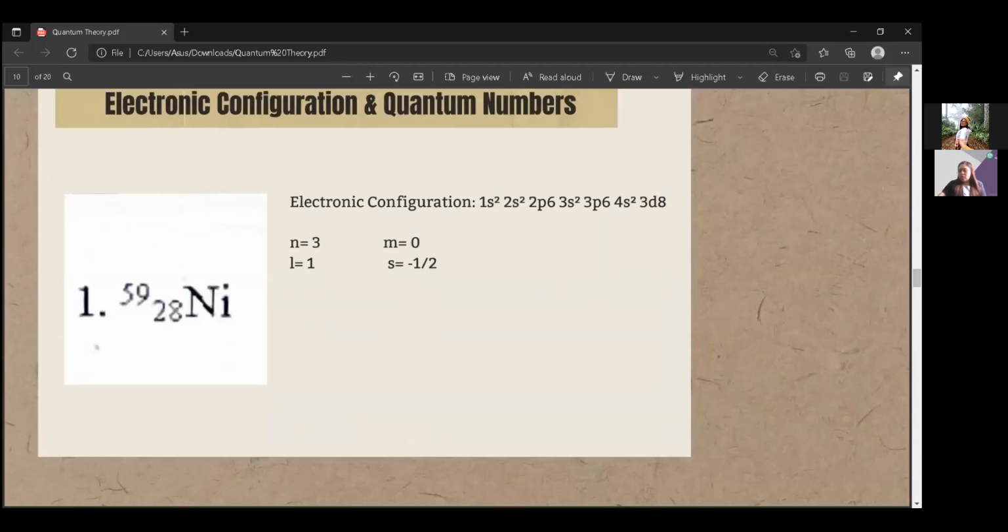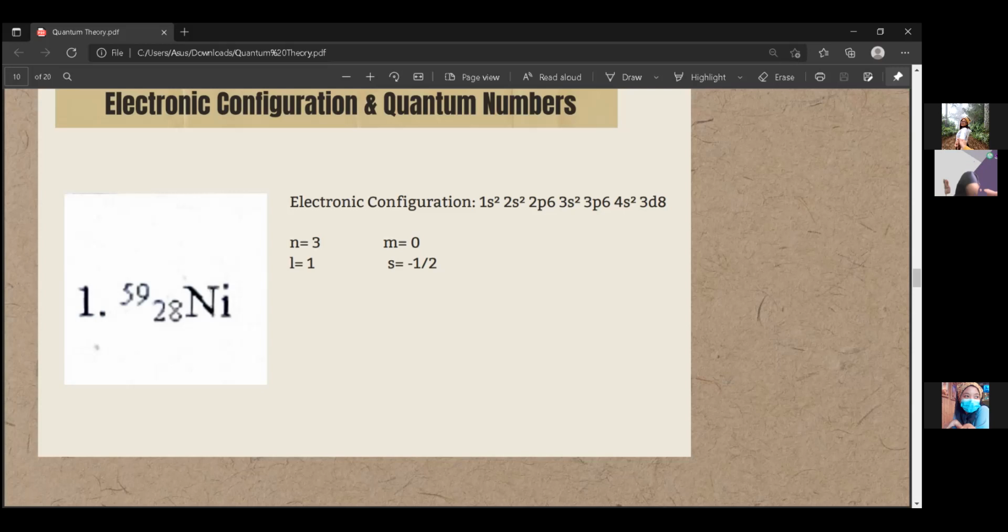So, let's go to na kay Princess para po sa number 1. Good morning, everyone. So, in letter A, we are tasked to write the electronic configuration and predict the set of quantum numbers of the last electron of the following. So, the first element is nickel, which has an atomic mass of 59 and atomic number of 28.